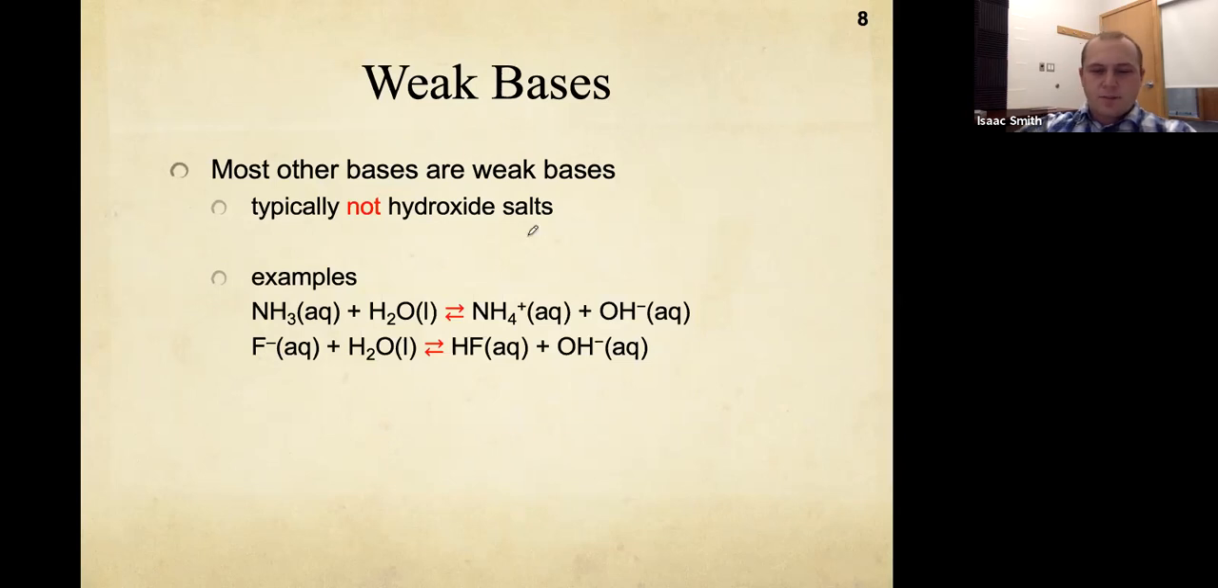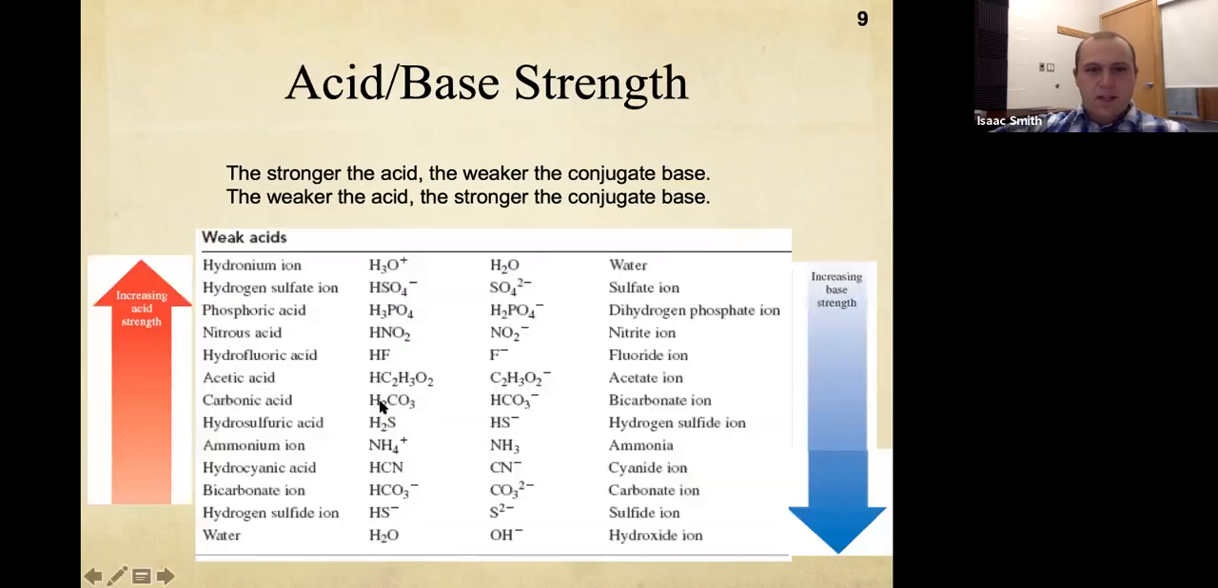Okay, so here's some examples. In this example, we have ammonia, okay, and it's going to accept a proton and become ammonium, right? And so that's a base, and in this case, it's a weak base because it's not one of the strong bases. Fluoride as well is going to take a proton and become HF, and it's going to be considered a weak base because it's not one of the strong bases that we talked about. Okay, sounds kind of silly, but I think it's the simplest way of understanding what's a weak base and what's a strong base.